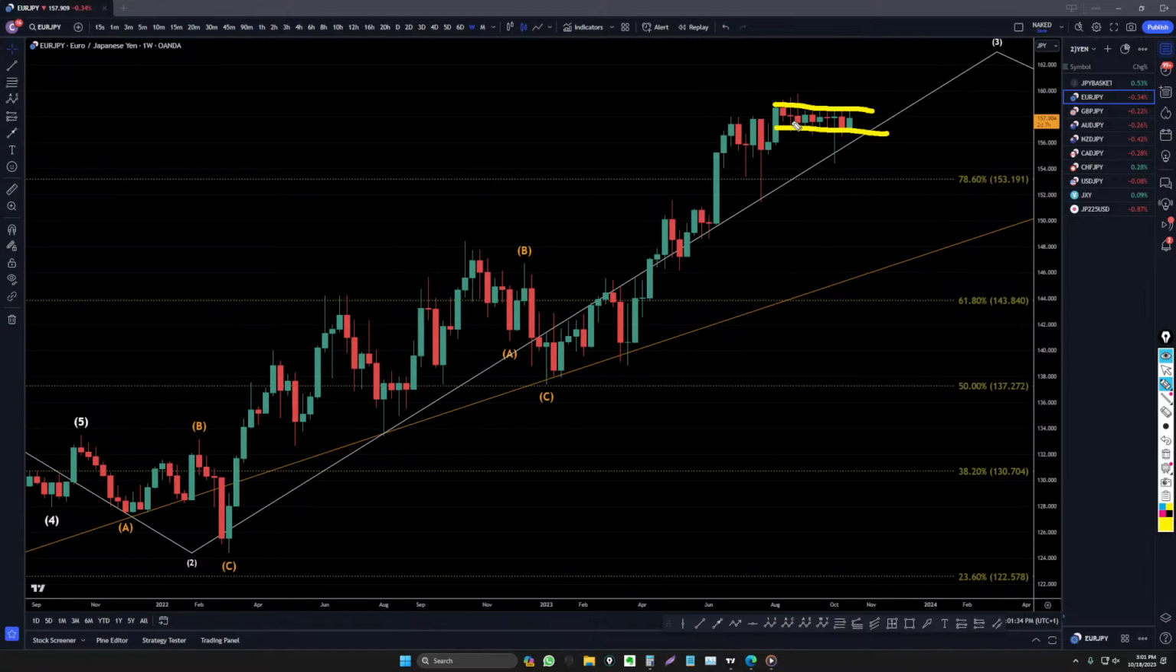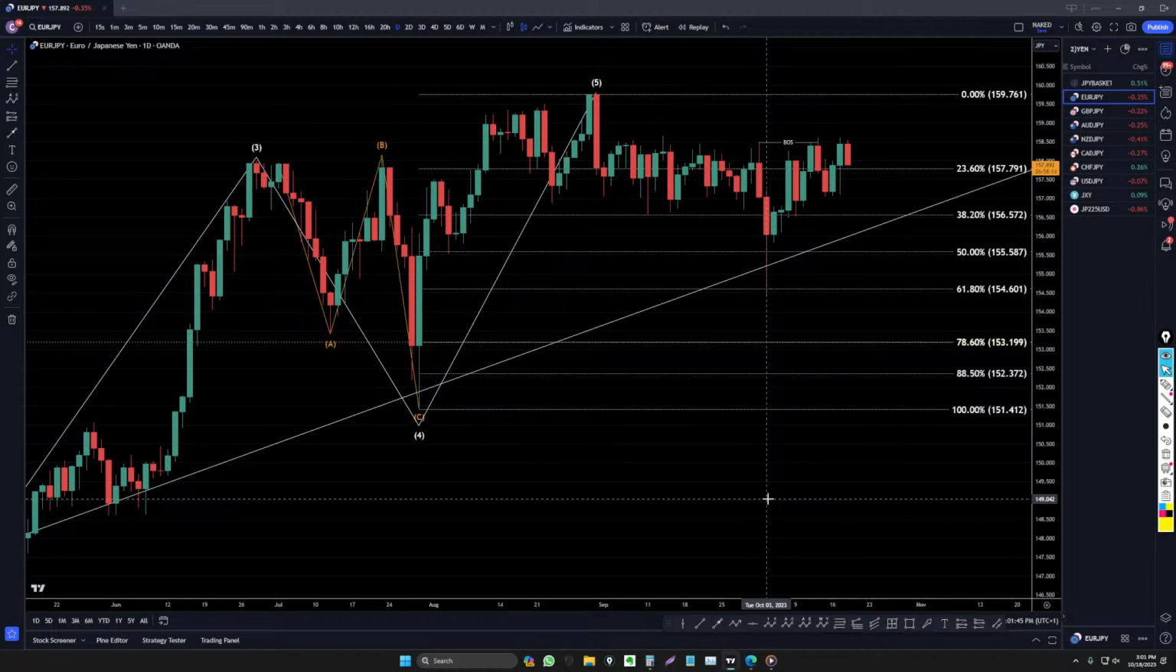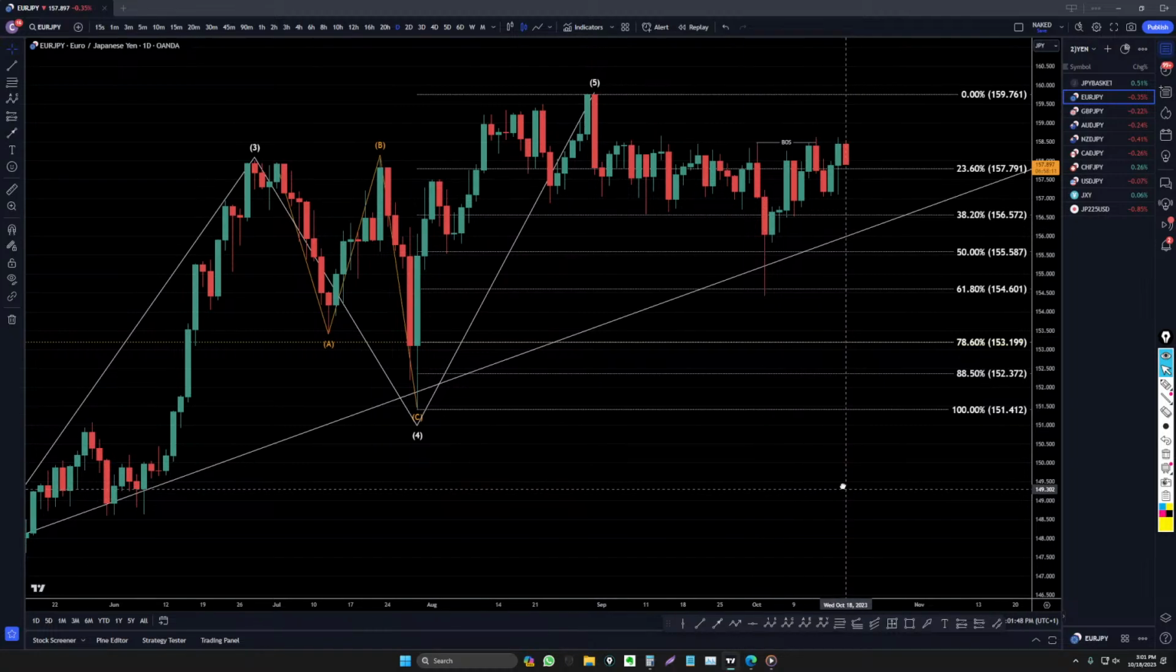How many weeks? 1, 2, 3, 4, 5, 6, 7, 8, 9, 10 weeks now that we've been in that little teeny range right there. Pretty hard to make money like that. In order to make money, we need to get in and have the market move.